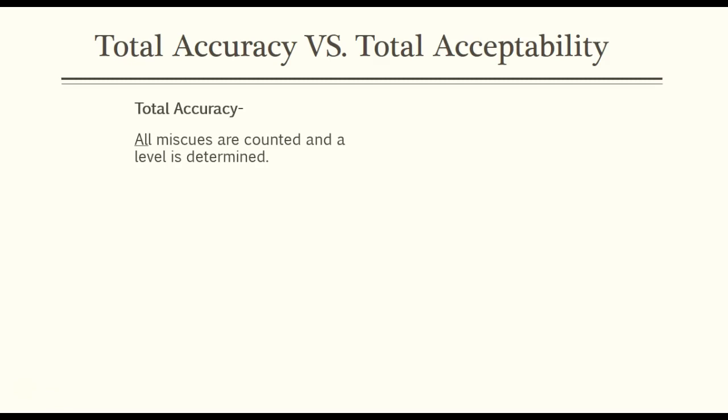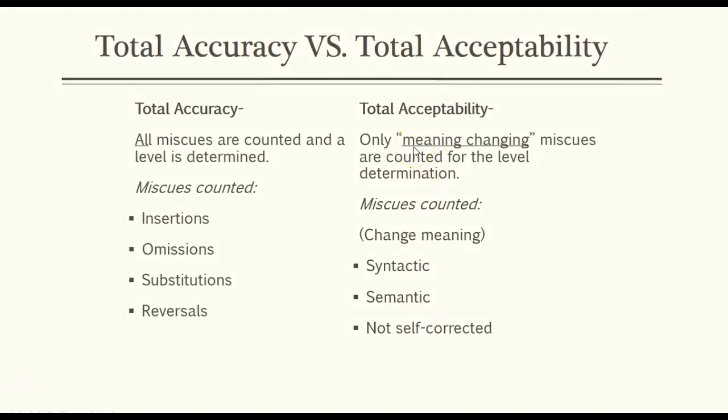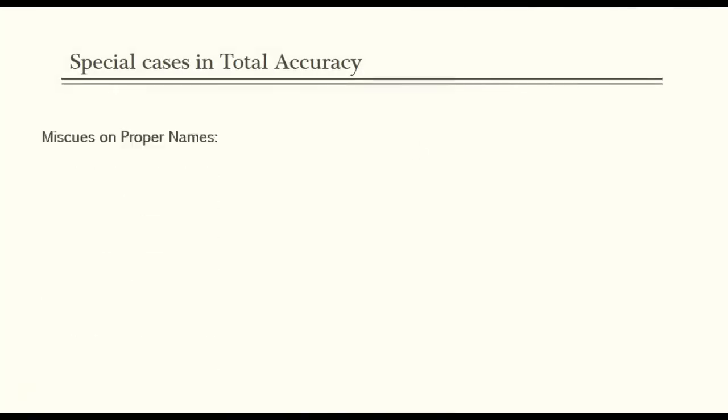So with QRI, you can measure total accuracy and total acceptability in order to determine the reading level. So this just lets you know that all of these are counted as miscues for total accuracy, but for total acceptability, it's just the meaning changing miscues.